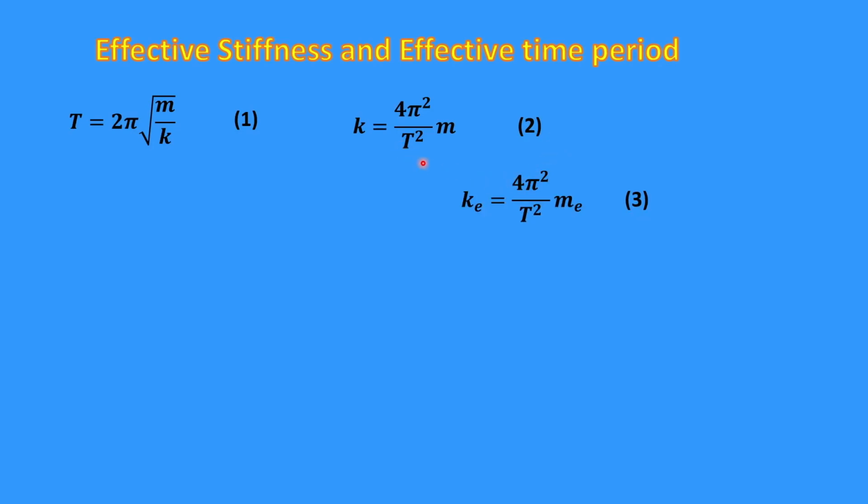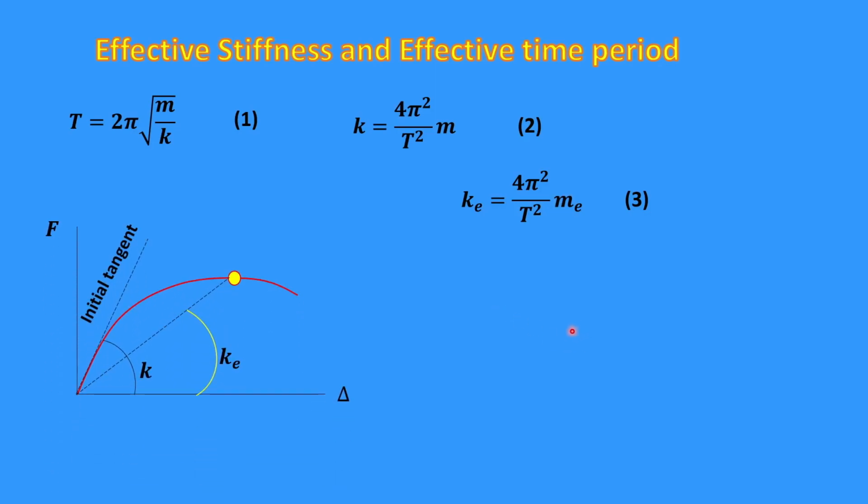Now we introduce a new term here, the effective stiffness. So effective stiffness also will follow equation 2. So we simply substitute k by k effective and m by m effective. So equation 3 gives the effective time period based on the effective mass of the system.